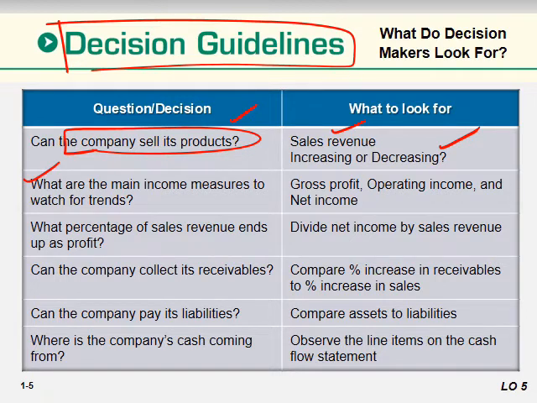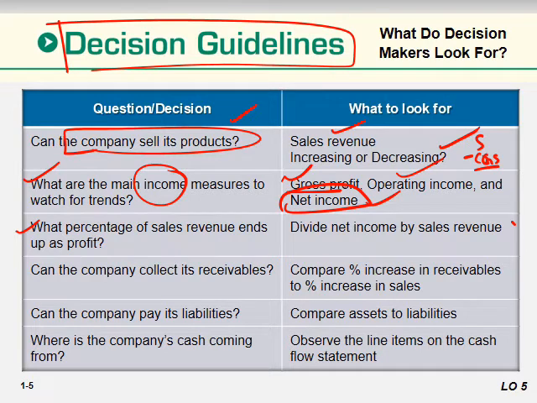And then, what are the main income measures to watch for the trend? Income measures: the gross profit, operating income, and net income, right? Gross profit is equal to sales minus cost of goods sold. Operating income is when we subtract selling and administrative expenses from the gross profit. And then the net income is when we subtract the taxes and the interest. This is the net income, right?